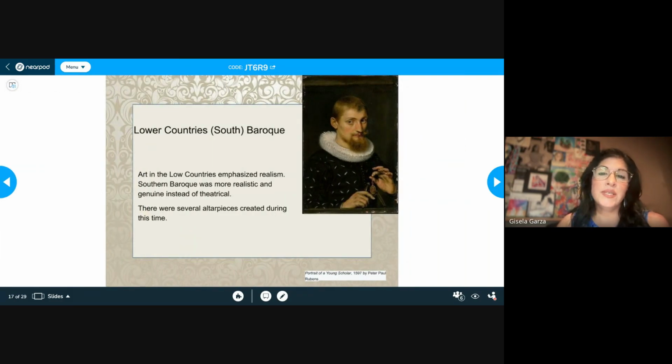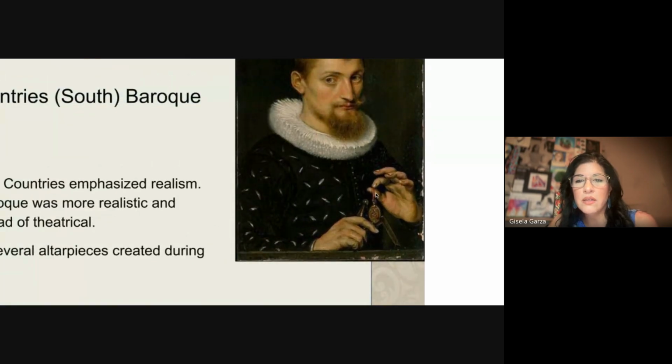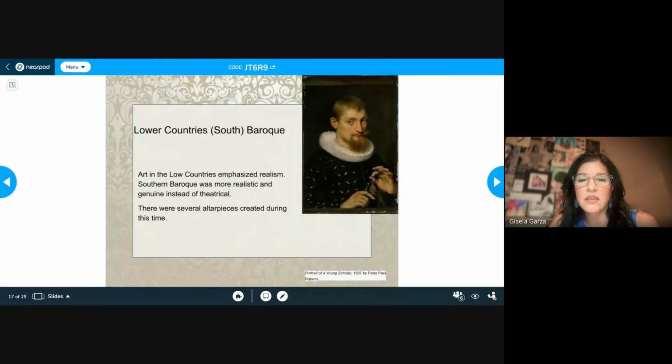The lower country, South Baroque, the art here emphasized realism. So again, it was more realistic, but it was still very theatrical. The emotions, they weren't just staring with a blank face. No. And again, there were also several altar pieces created during this time. And this is a portrait of a young scholar. If you notice, it also had different things that defined the young scholar.